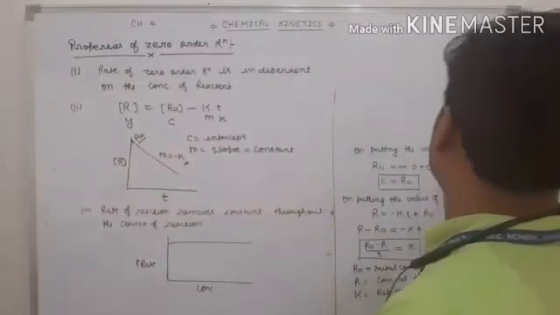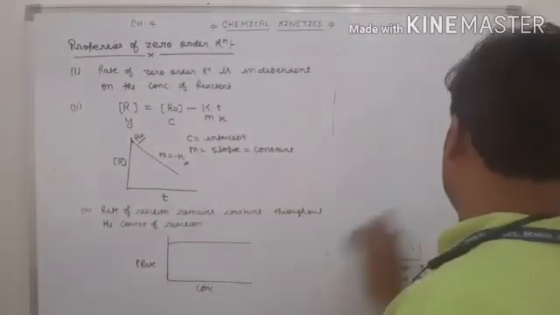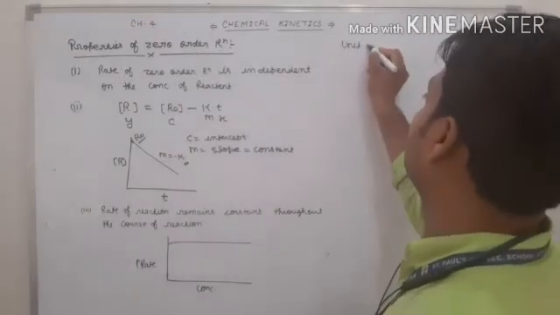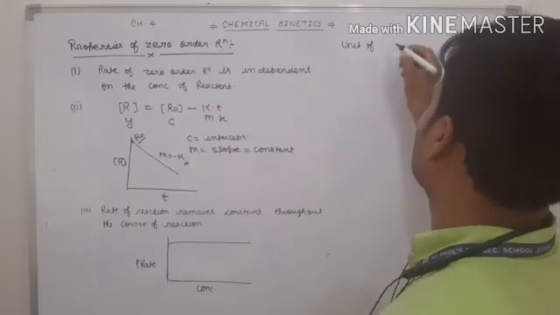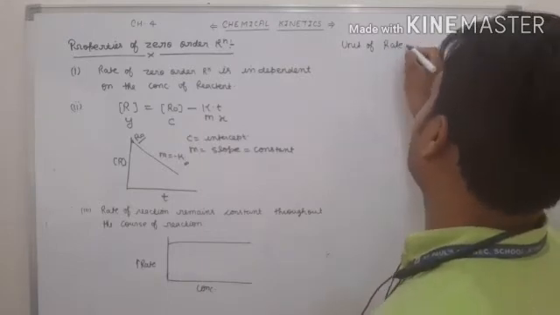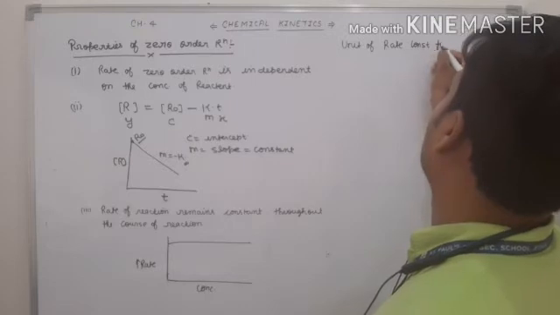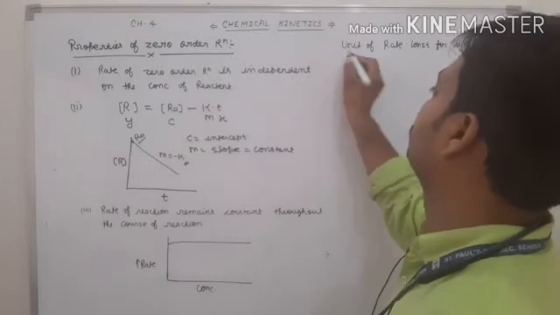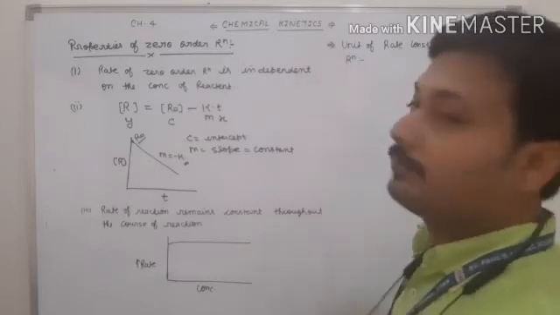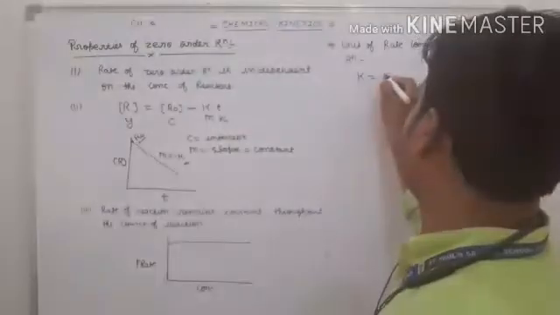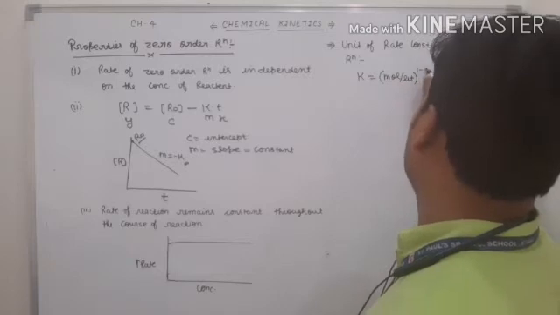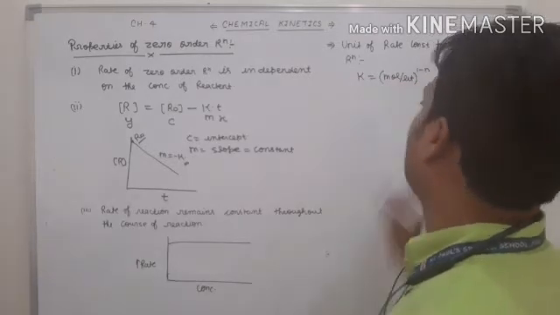One more thing, unit of rate constant for zero order reaction. Okay, so we know K is equal to mole per liter to the power 1 minus n, second inverse units.